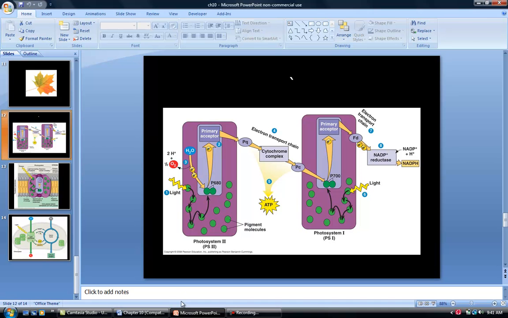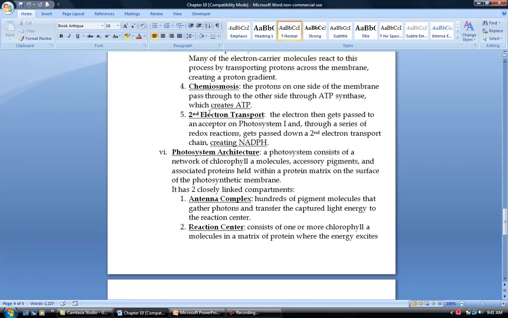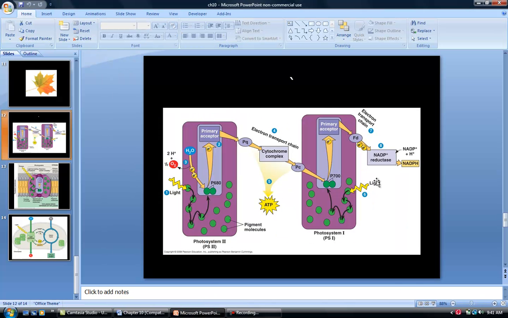Now the next one, if you look in our notes, is going to be a second electron transport chain. So here we go again. You've got light hitting the acceptor, the electrons getting them excited. The electrons are going to get passed up here. Now we have a second electron transport chain, and what that's going to do is not chemiosmosis, but that's going to make NADPH. So now we have ATP that was created in that first electron transport chain, and NADPH, which was made in the second electron transport chain, and now we've done our light reactions.